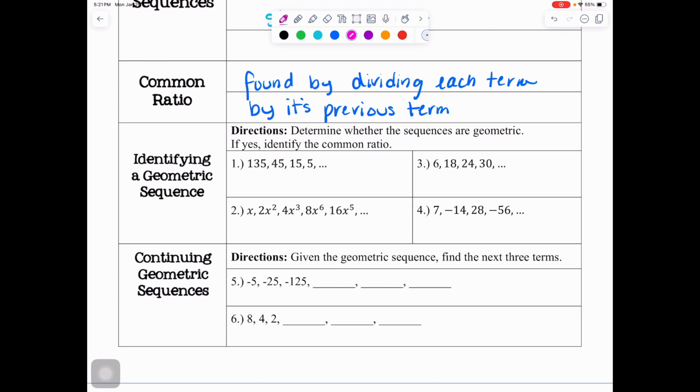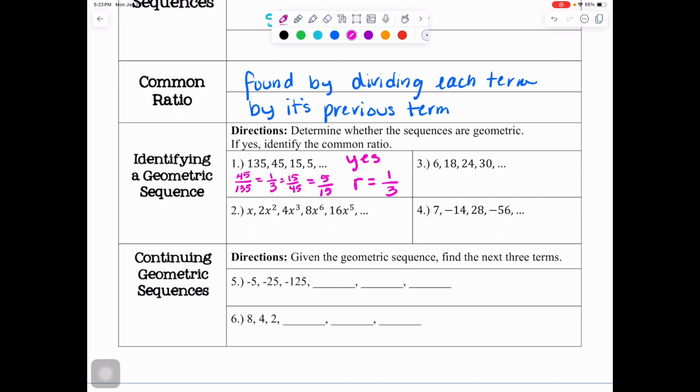So in number 1, I would want to take 45 and put it over the term that came before it. If I do that, I get 1/3. I would want to make sure that that stays constant. So 15 over 45 would also equal 1/3. And then if I did 5 over 15, I still would get 1/3. So is this geometric? Yes. And it said, if yes, identify the common ratio. So our ratio would be 1/3. I multiply each term by 1/3 through the sequence.